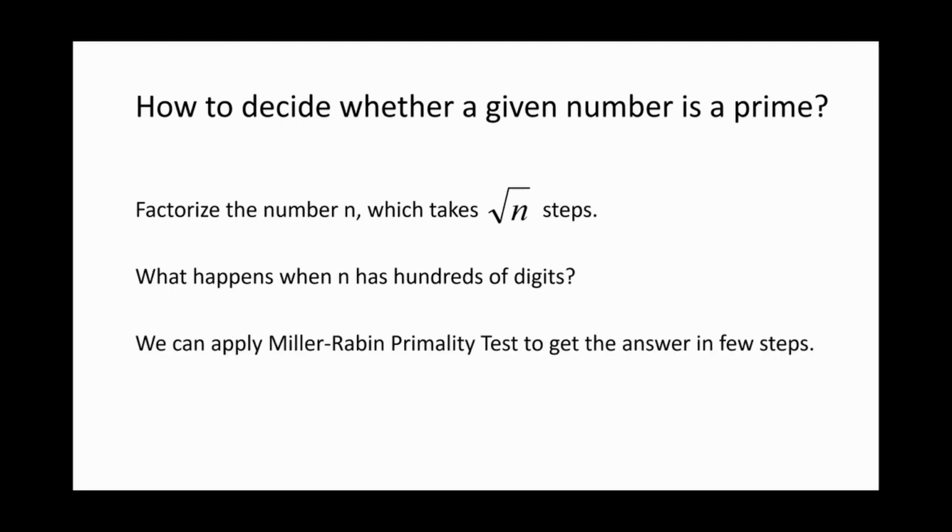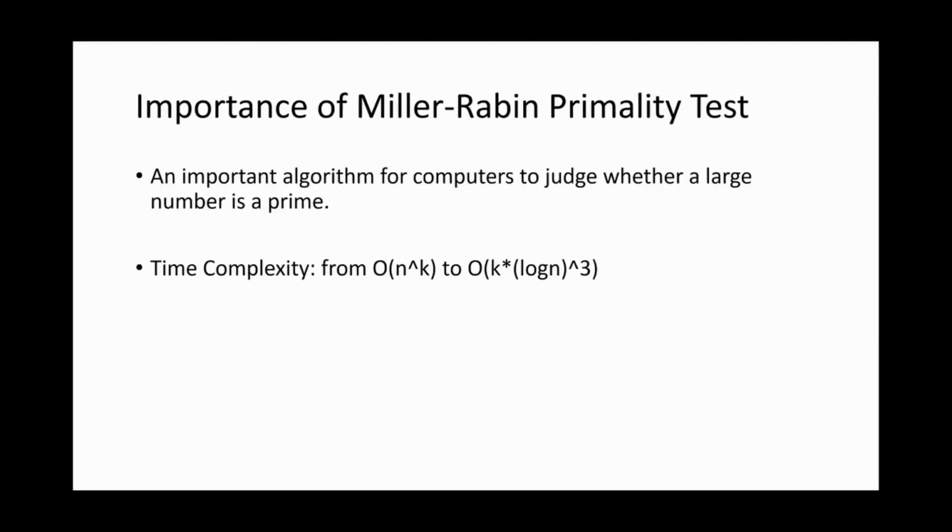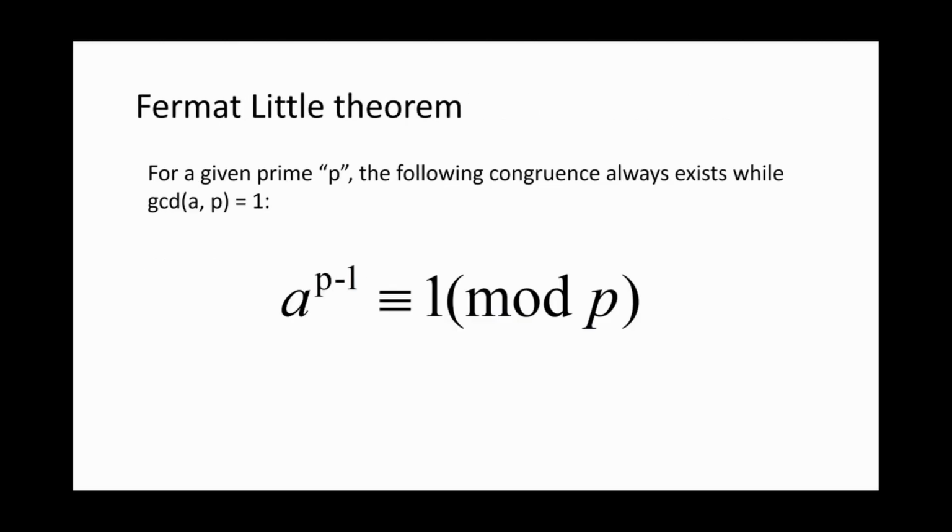But we can apply Miller-Rabin Primality Test to get the answer in a few steps. This is the importance of Miller-Rabin Primality Test. It is an important algorithm for computers to judge whether a large number is a prime. It reduces the time complexity from O(n) to O(k log^3 n). Before introducing Miller-Rabin Primality Test, you should first know about Fermat Little Theorem.